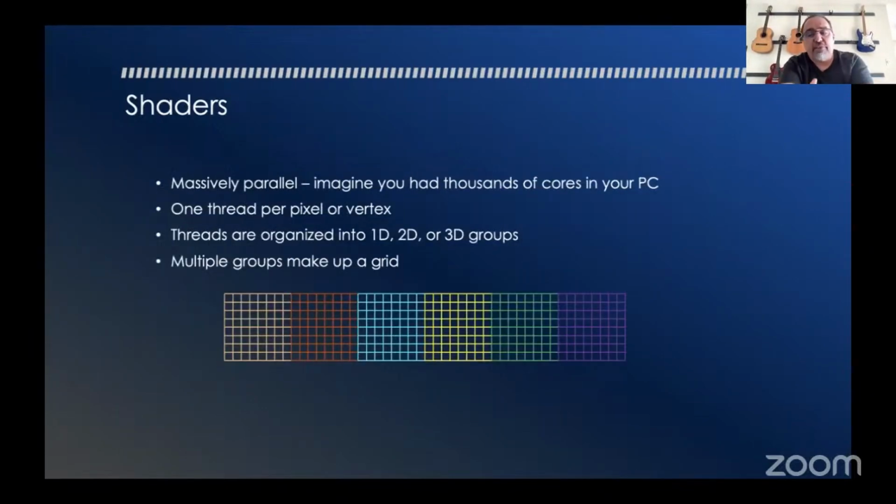This is an illustration of how shaders are organized. They come in either a 1D, 2D, or 3D grid. They're groups that make up a grid together. And so a lot of the thinking you have to do with shaders is figuring out, how am I going to organize this grid? How am I going to divide things up?